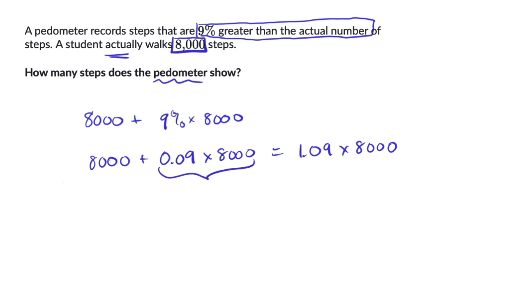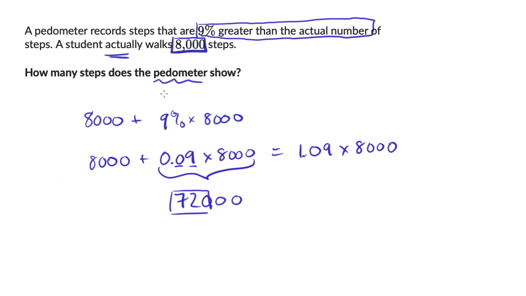If I had 9 times 8, that is going to be 72. But if I did 9 times 8,000, that is 72,000. But I don't have 9 times 8,000. I have 9 hundredths. So I need to divide this by 100. Or another way to think about it, I have 2 places to the right of the decimal. So I need 2 places to the right of the decimal here. So I'm going to overestimate by 720 steps.